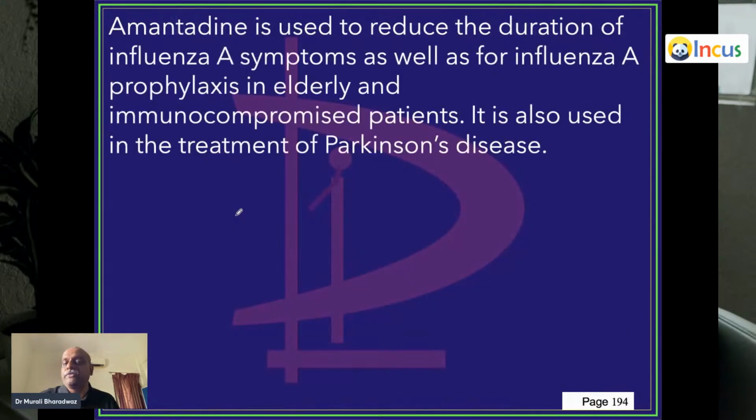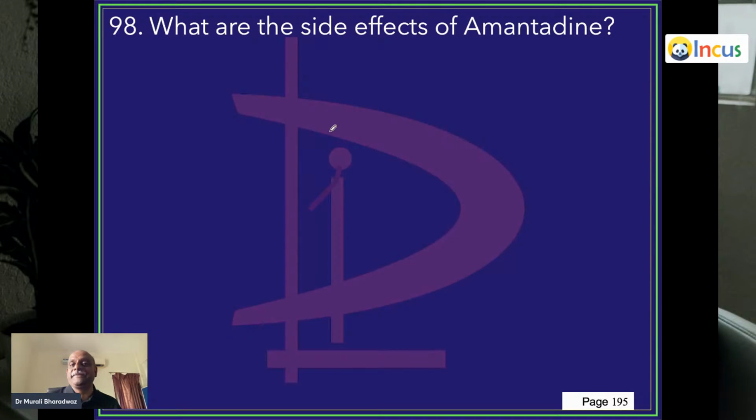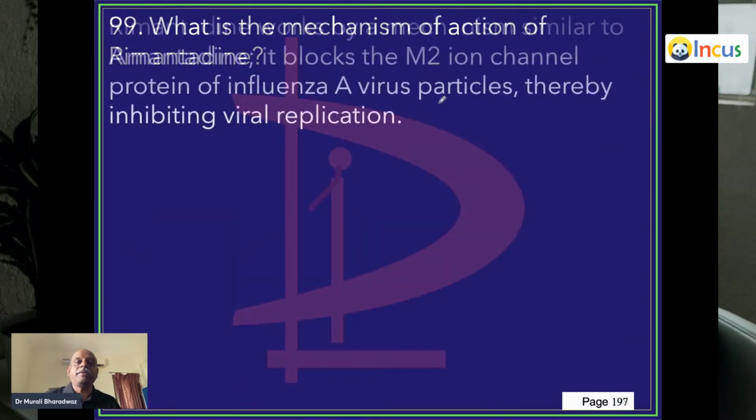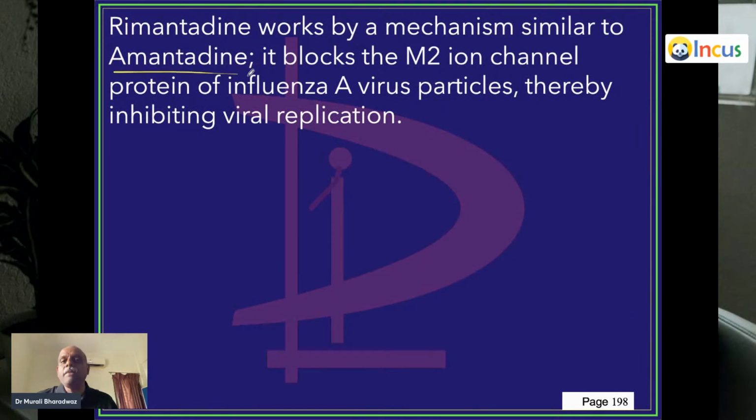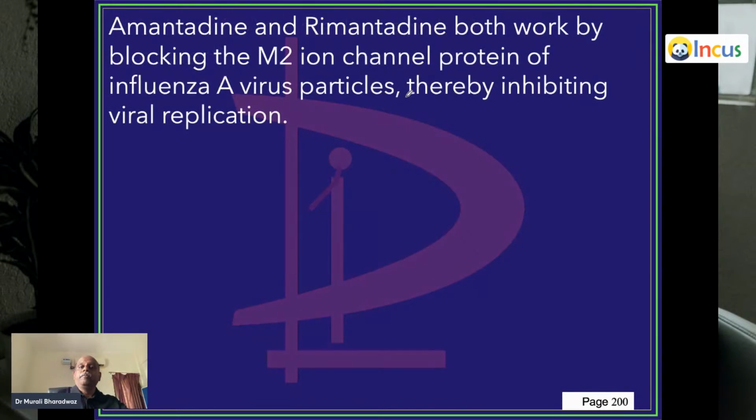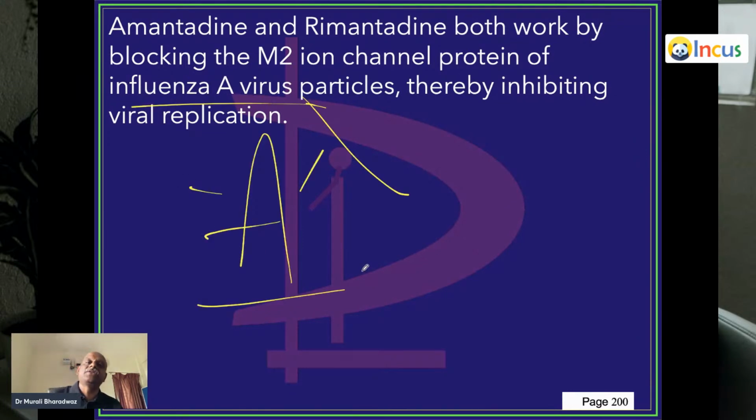So what are the clinical uses of amantadine, doctor? It is used for influenza, and also it is used in Parkinsonism. What is the side effect of amantadine? Typically ataxia, slurred speech, giddiness, GI upset, etc. What is the mechanism of rimantadine? Similar to amantadine, it blocks the M2 channel of influenza A, inhibiting viral replication. Both amantadine and rimantadine target the M2 ion channel protein of the influenza A virus particles, which you should remember.